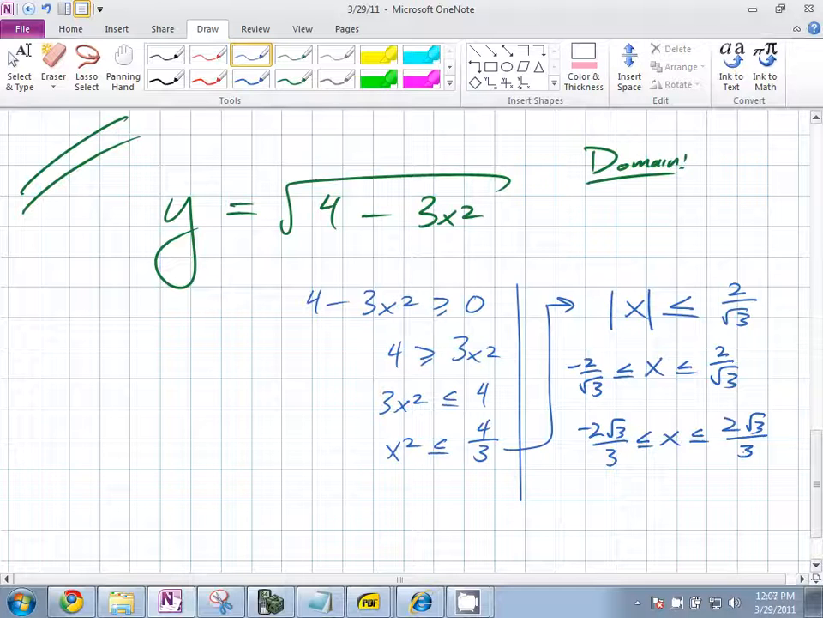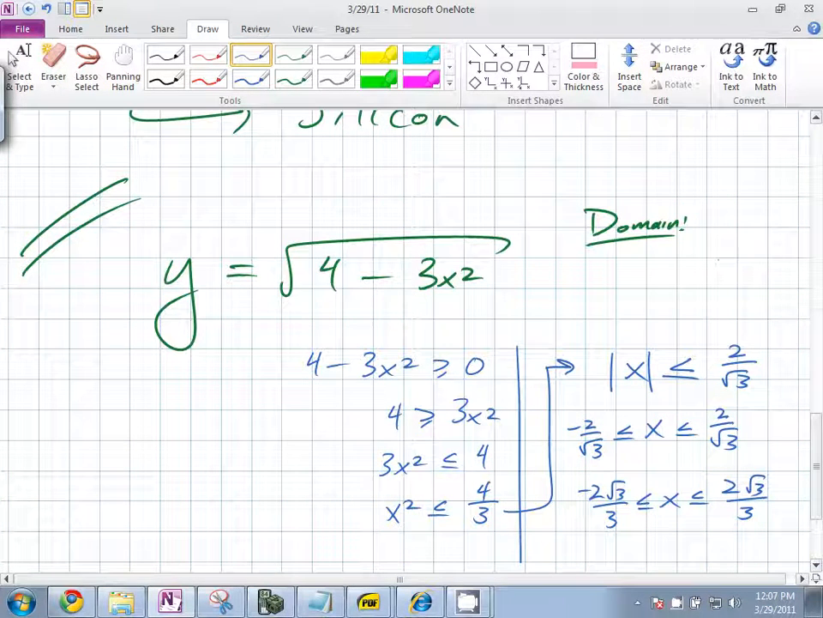But they're the same. Point being, if you had just written this, is it correct to write x is less than 2 root 3 over 3, like that? No, because can x be negative 10? No, x has to be greater than negative 2 root 3 over 3, because if you square it, it still has to be less than 2 over root 3. So, you now have the domain.